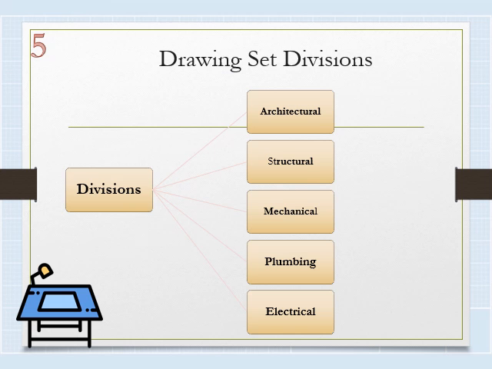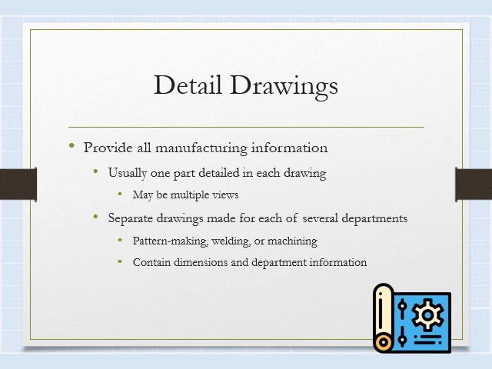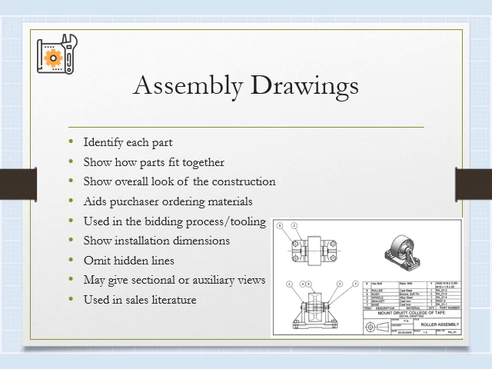So in lesson number 5, we talked about the drawing set divisions. There are 4 main ones: architectural, structural, mechanical, electrical, ASME. If it's a big project, they'll include plumbing separately. Otherwise, it will be included in mechanical. So we said that detailed drawings give you all the information you need to produce one part. Whereas an assembly drawing identifies how multiple parts fit together.